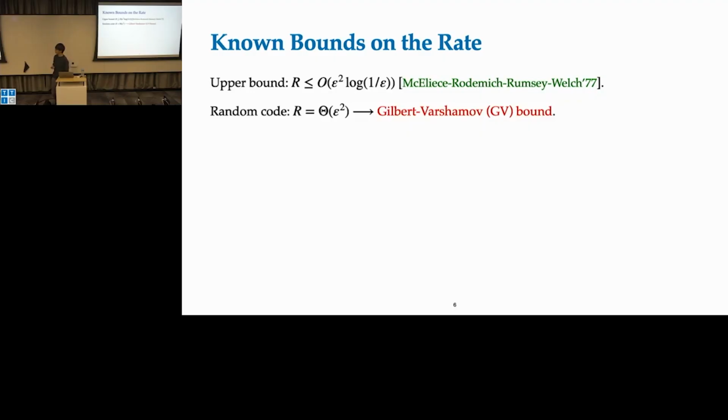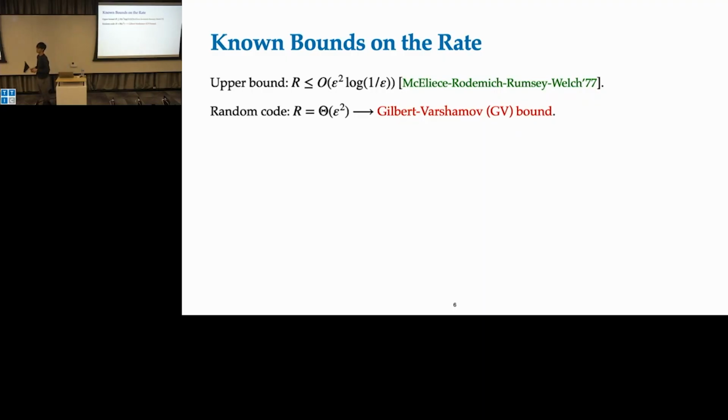There's also a lower bound. This is an existential result. This result says that a random code achieves rate epsilon squared. This is often called the Gilbert-Varshamov bound or the GV bound. It's a lower bound because it says that there exists a code with large distance and a rate epsilon squared. So you can see the upper and lower bounds here are pretty close.